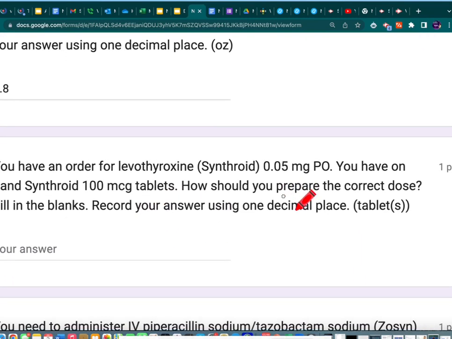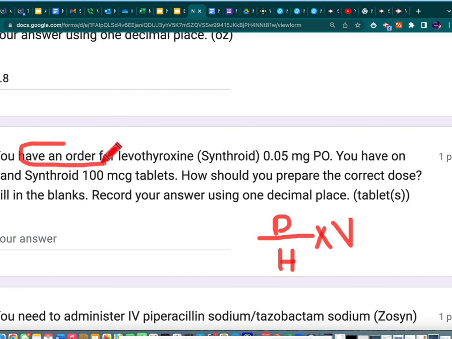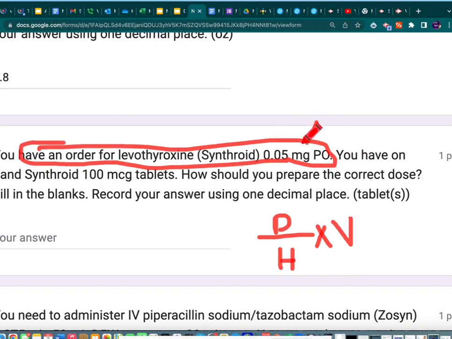So let's see, the desired dose would be what? We'll just use D over H times V. What's the desired dose? Well, wherever you have an order for something, that's pretty much your desired dose. But notice something, it's in milligrams. You have on hand Synthroid 100 micrograms. Now, as I said before, they tend to do this.